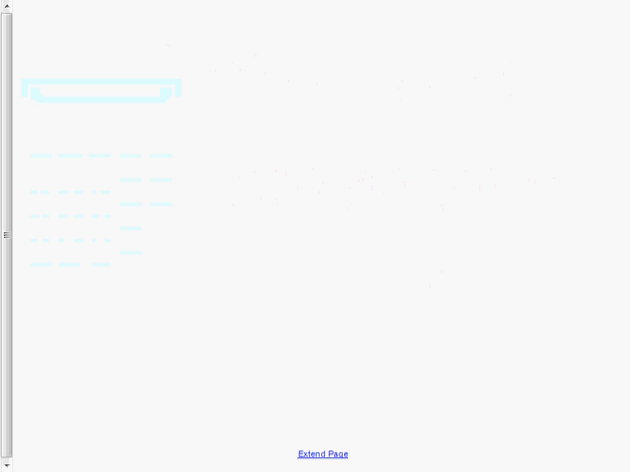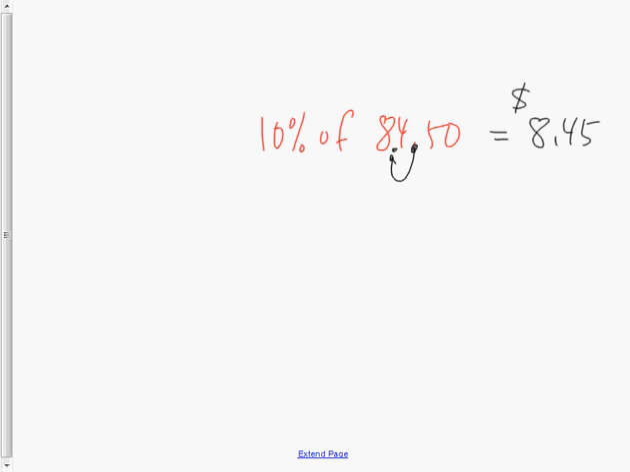Question number 10 says, what is 10% of $84.50? Again, for 10%, we want to take our decimal and move it one place over, which would mean that 10% is $8.45. If you had that extra zero there, you have to realize that technically when we're talking about money, we don't use 3 decimal places, we use 2.